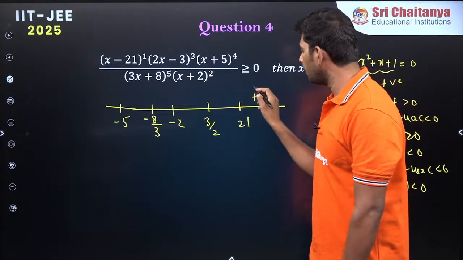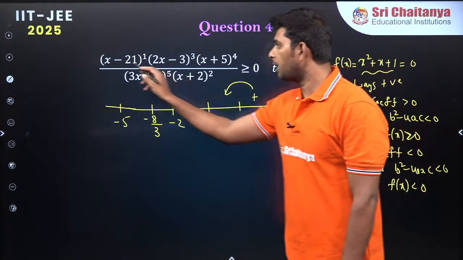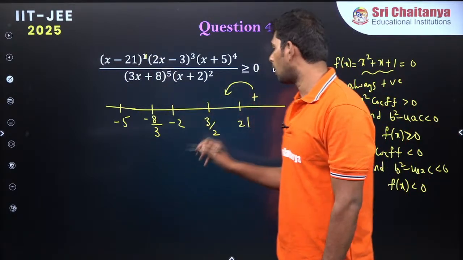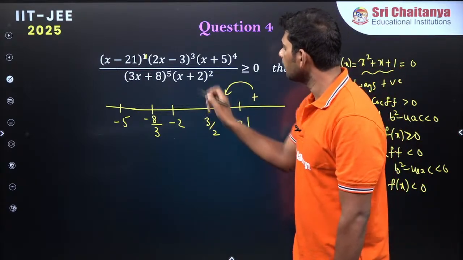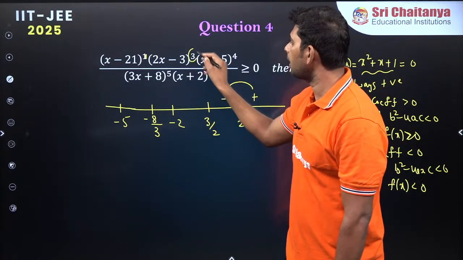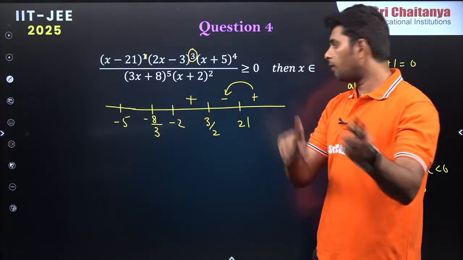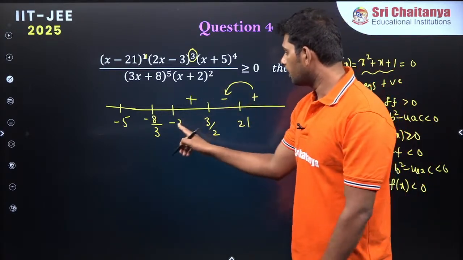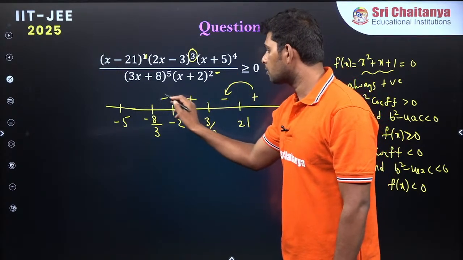After that, if you are going to write here, is there a change of sign or not? Let us check that. (x minus 21) whole power 1 is there, which is odd. So definitely there will be a change of sign. And after that 3 by 2 is there, (3 by 2) whole power 3, okay? So that is also odd. So there is a change of sign again. And then after that, what is the root here? Minus 2. (Minus 2) whole power 2 is there. That is even. That is why there is no change of sign.